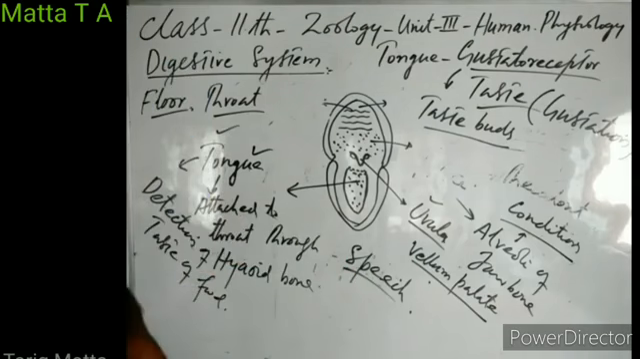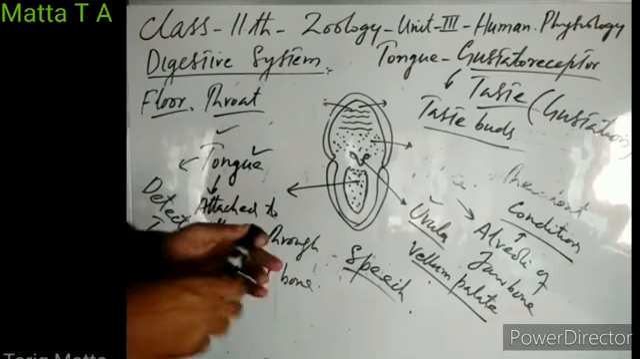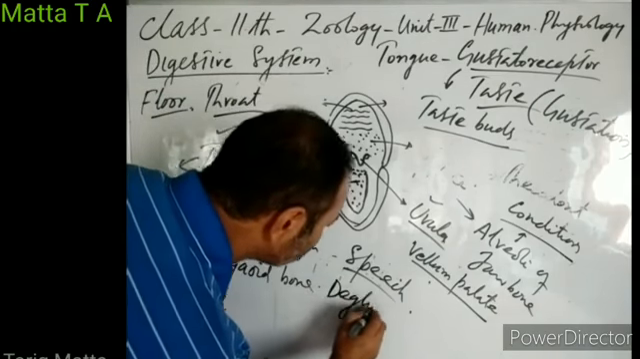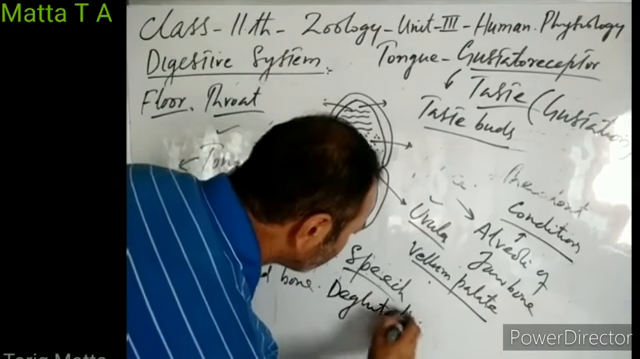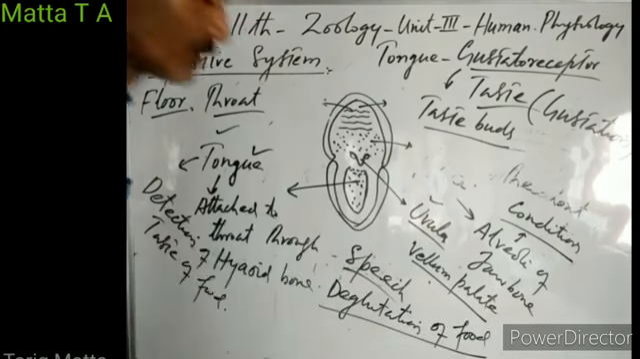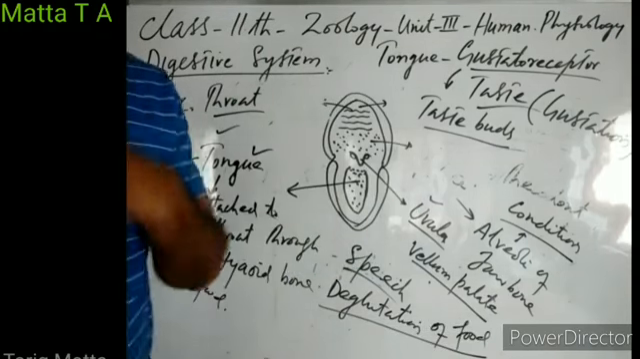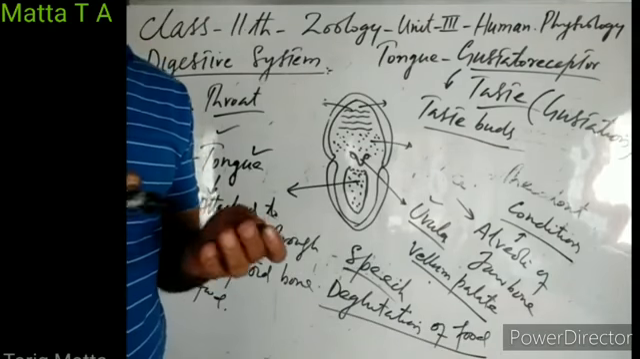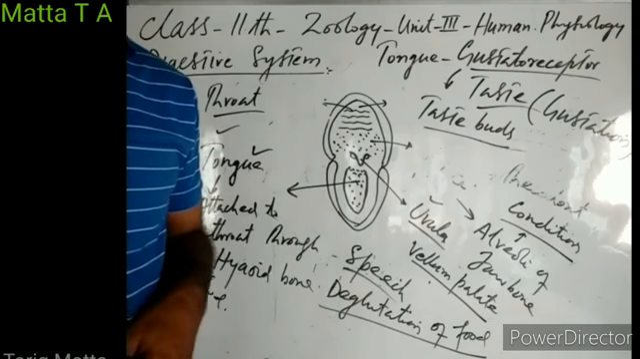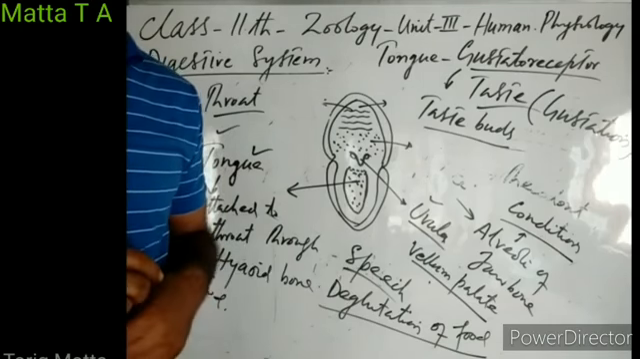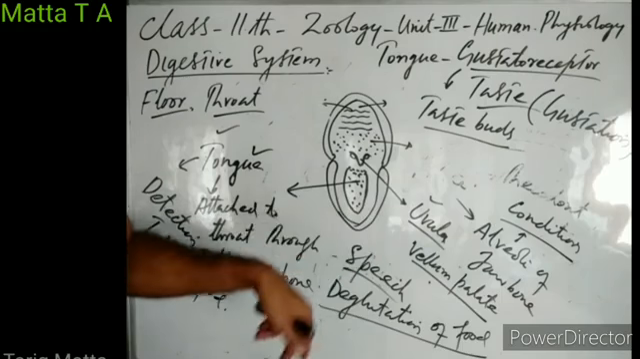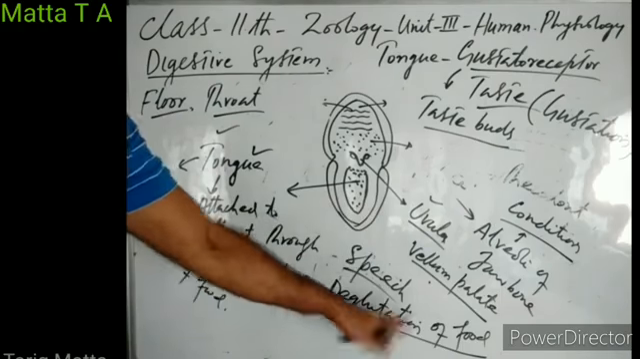Number fourth, it helps in deglutition of food. That means it helps us in swallowing of food. When we masticate the food properly, then it is the tongue which pushes this food bolus into the pharynx. So we push the food bolus into the pharynx with the help of our tongue. So it helps us in deglutition of food.